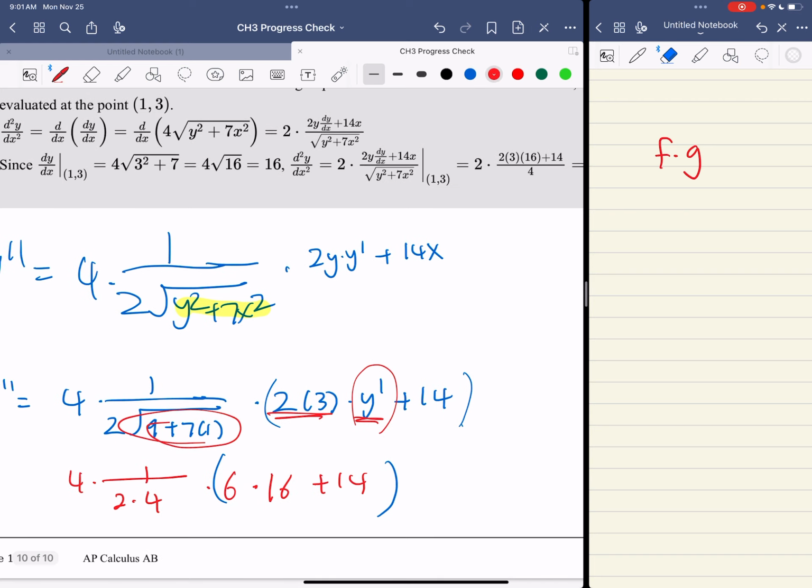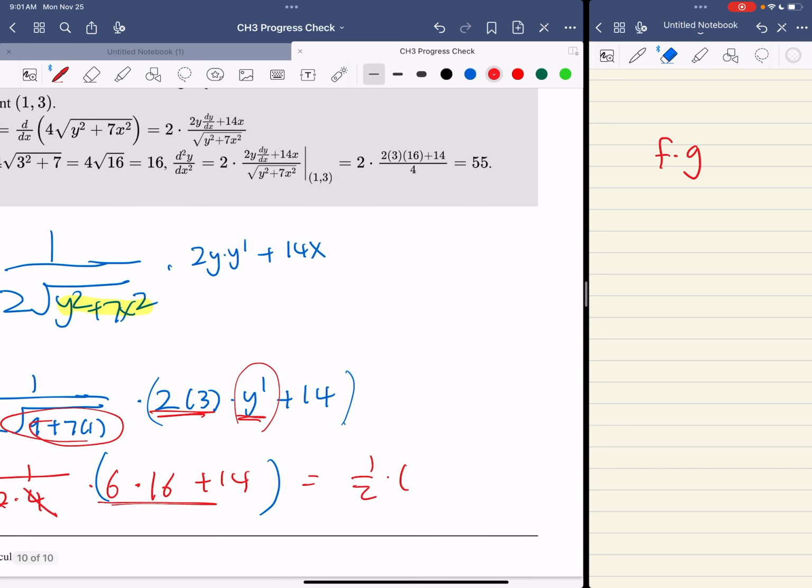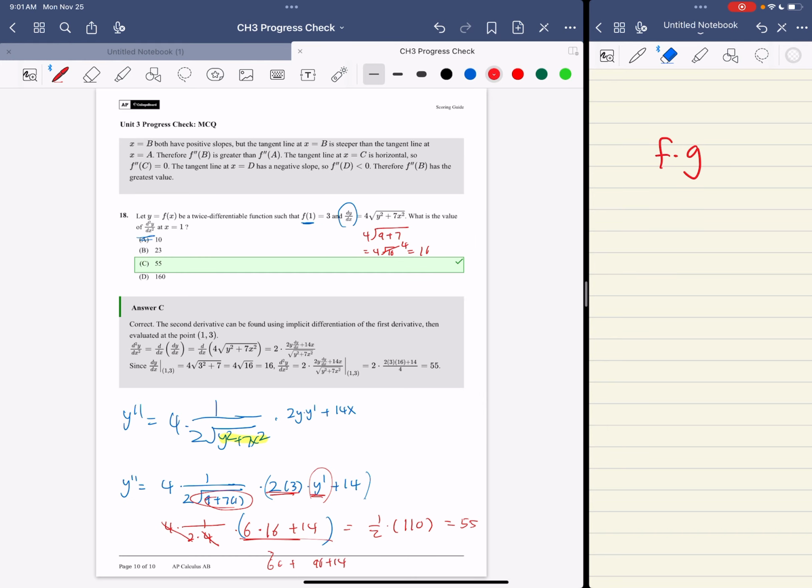So I can cross this 2 out. So I have 1/2 times parenthesis. Same thing here. It's going to be 96 plus 14, which is going to be 110, and 110 divided by 1/2... so the answer is going to be 55.